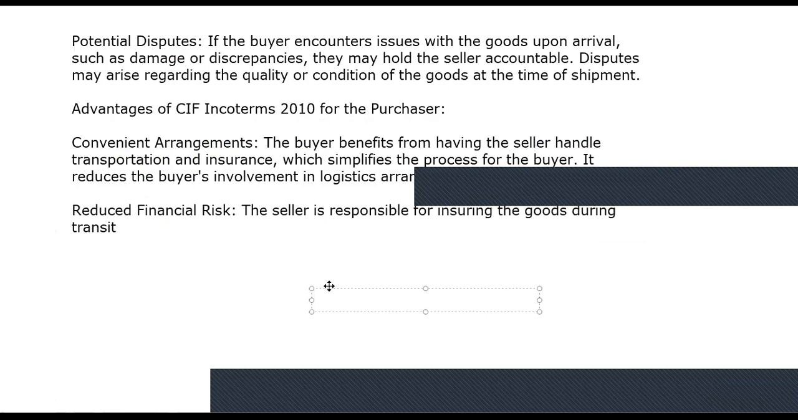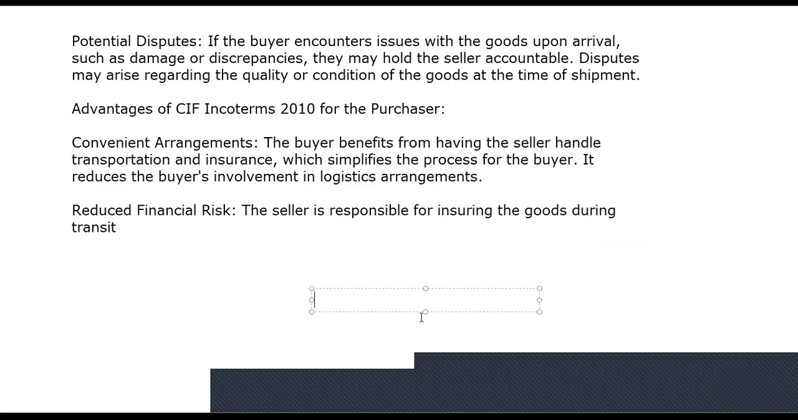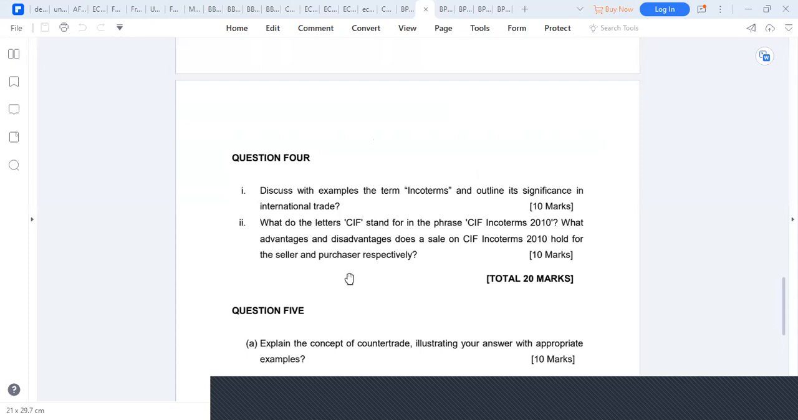The buyer will benefit from having the seller handle transportation insurance, which implies that the process for the buyer will be simplified. So it thereby reduces the buyer's involvement in the logistics. Reduced financial risk. So the seller is responsible for ensuring that the goods are safely handled also in transit, which is an advantage to the buyer. So this is how this question was supposed to be handled in 10 marks.